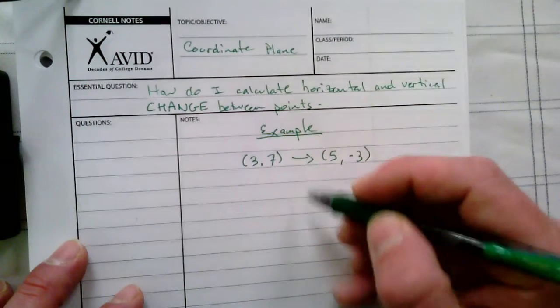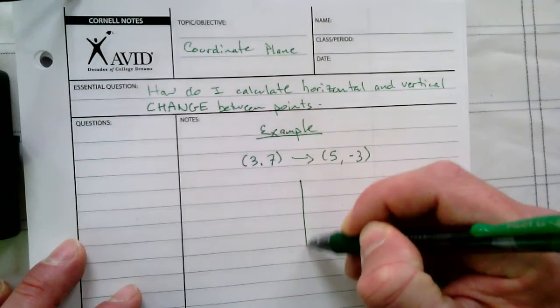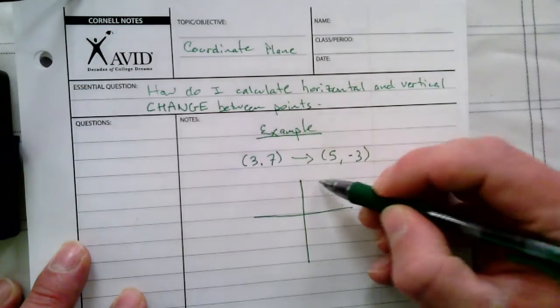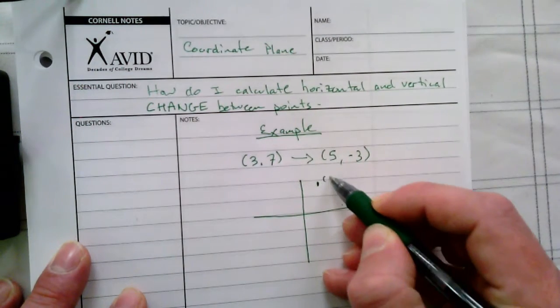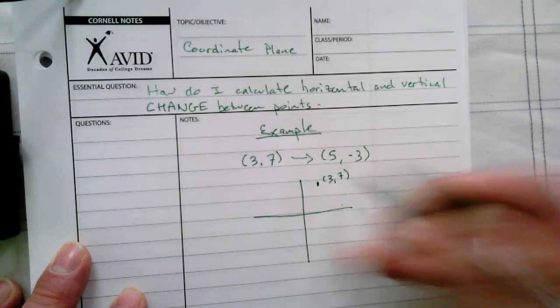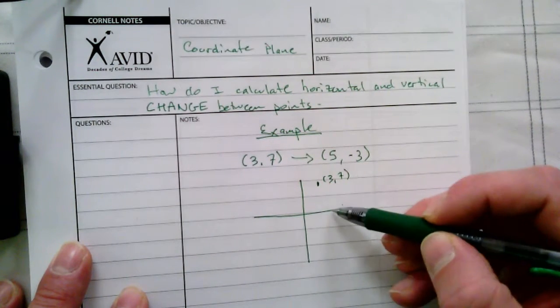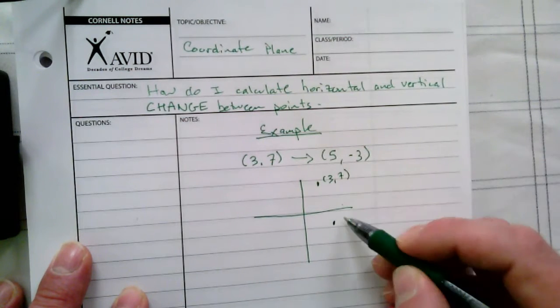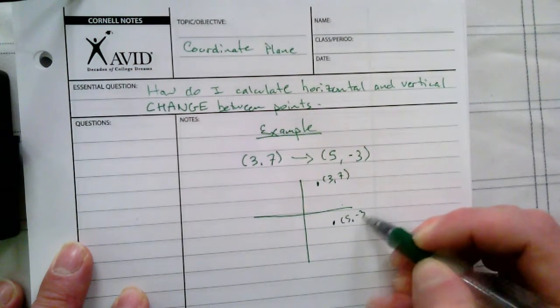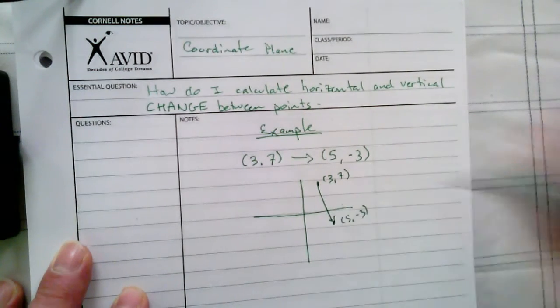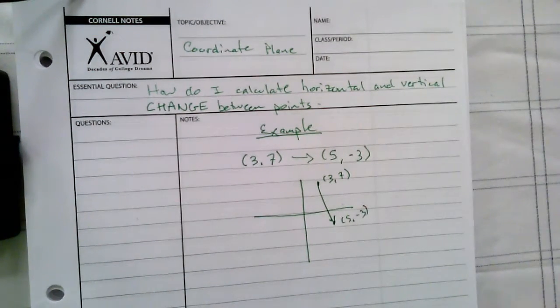Let's just make a real rough sketch of what that looks like. There's our coordinate plane. The point 3, 7 is up here somewhere. And the point 5, -3, let's forward a little bit and kind of down here. And we are traveling in that direction.